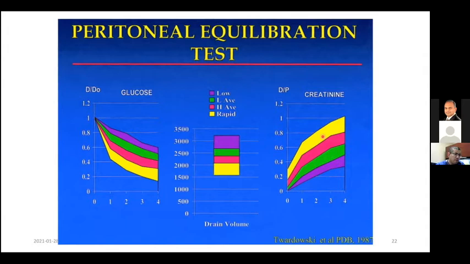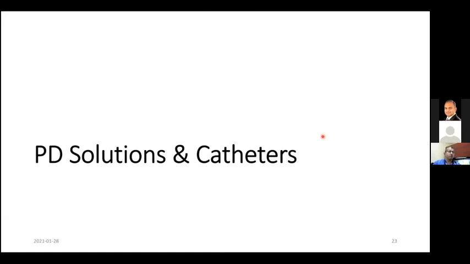Okay, now coming to the materials that we use for peritoneal dialysis. So I put them as PD solutions and catheters, but obviously there are the transfer sets and all, but these are the main things that I'm going to concentrate on. So what are the PD solutions that we use?